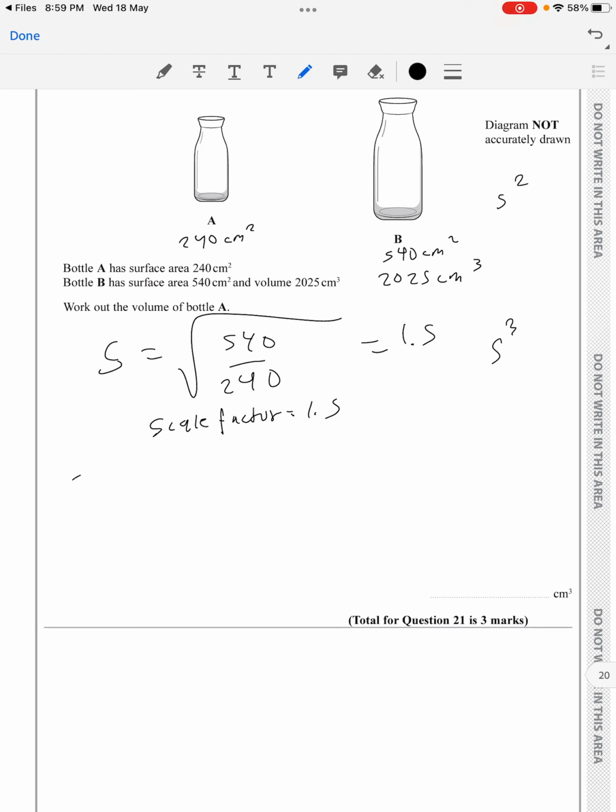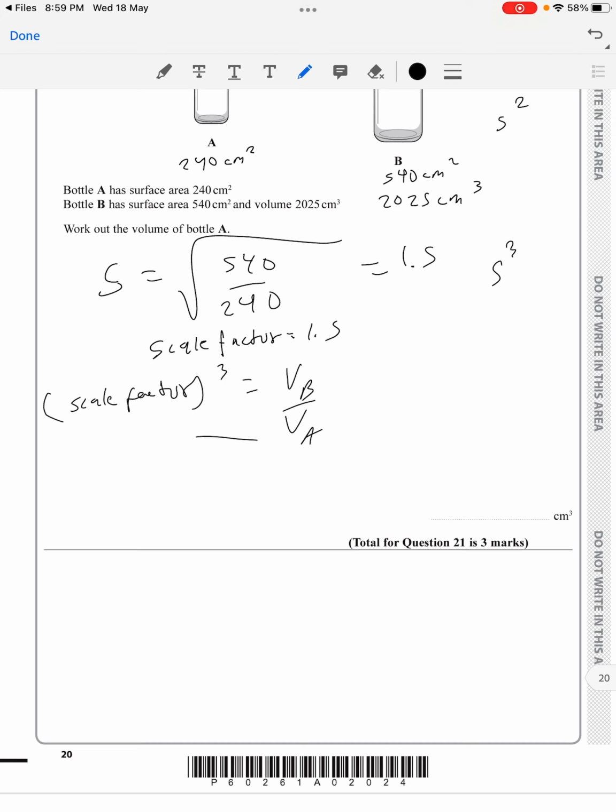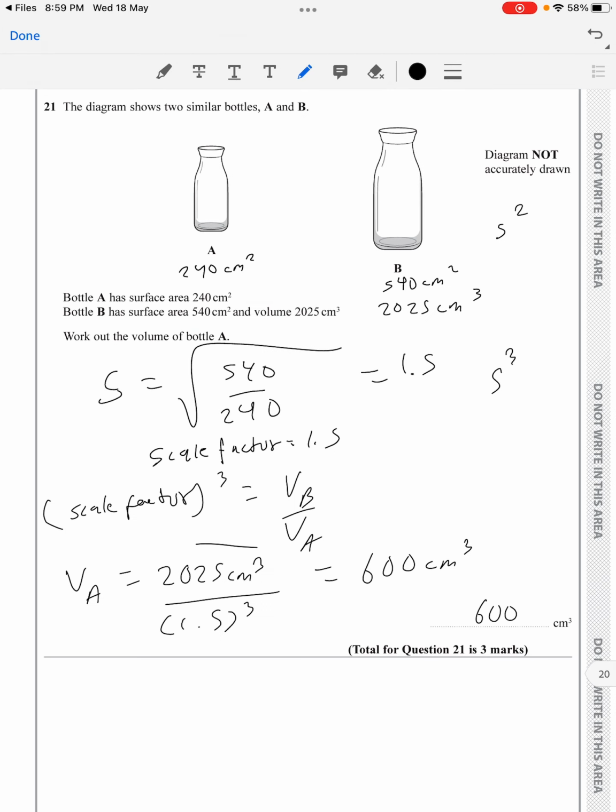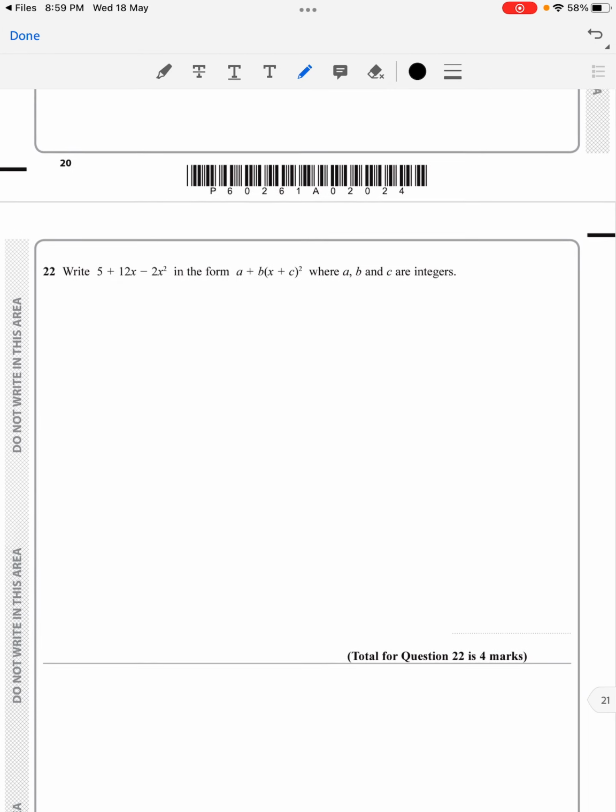For area it's squared. Since we know that the scale factor is cubed to 3, the volume of B is divided by the volume of A. Since we know the volume of B, we need to rearrange the equation in the form of volume of A. So you have volume of A is equal to the volume of B, that is given to us, 2025 centimeters cubed, divided by the scale factor, 1.5 cubed, is equal to 600 centimeters cubed. That's 600 centimeters cubed. That should be your answer for 3 marks for this question.